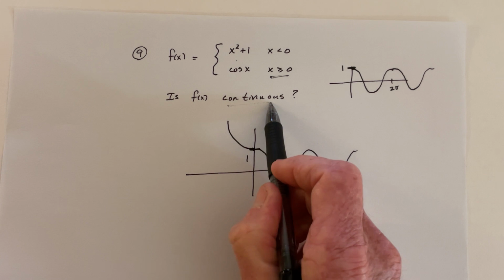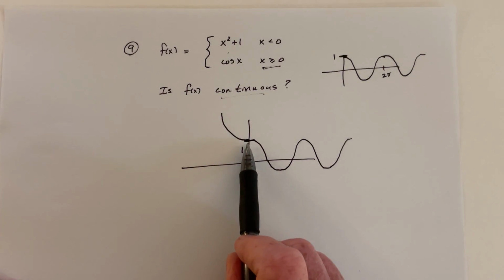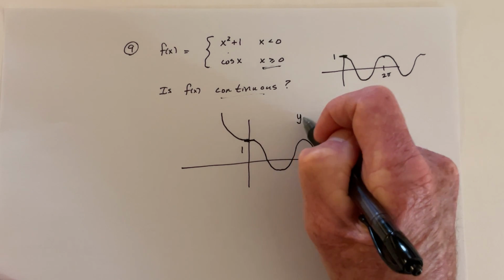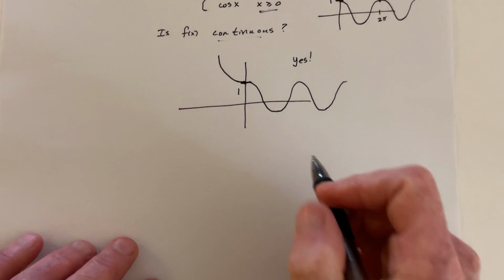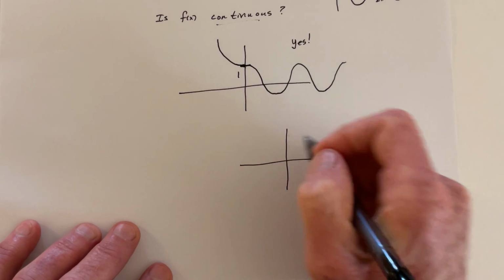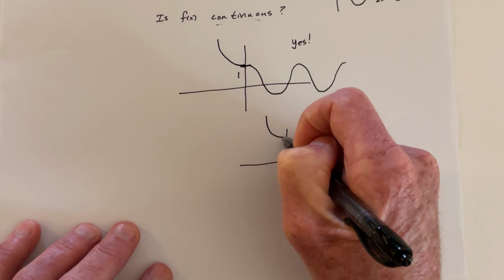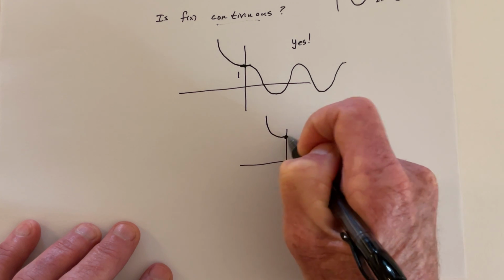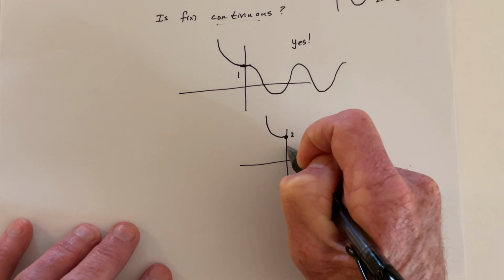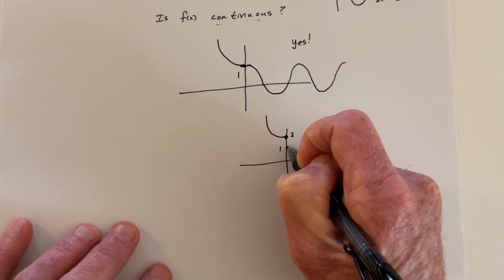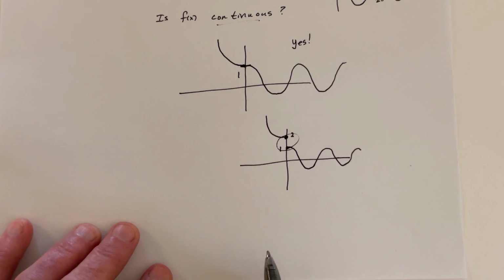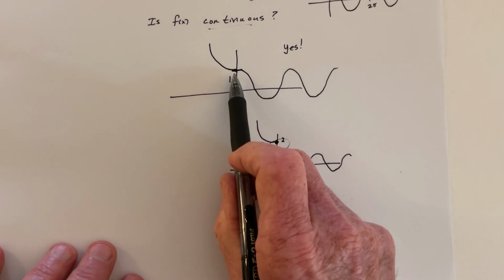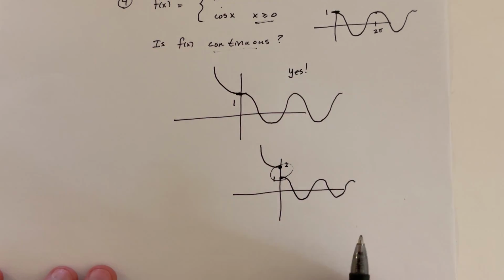And then, is it continuous? And the answer is yes, because there are no holes or gaps in the graph. So the answer is yes, it's continuous. So if it happened that the graph would have been like this, so let's say that the parabola part hits right here at 2, and then the cosine function would start right here at 1, then this is not continuous because it's got a gap right there. But this one does not have any gaps or holes in it, so yes, it is continuous.